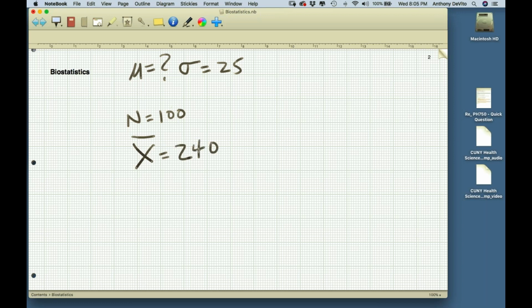Okay, well, what do I know here? I know that that's a pretty good sample size, and that sample size gives me an idea that I'm probably pretty close to what the mean is. But I really don't know. I really don't know if the mean is 220. I don't know if it's 260. I don't know if it's 290 or 350 even, right? Maybe I'm way off. I really don't know.